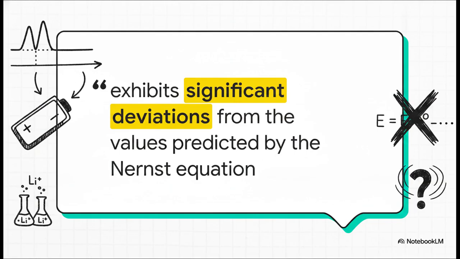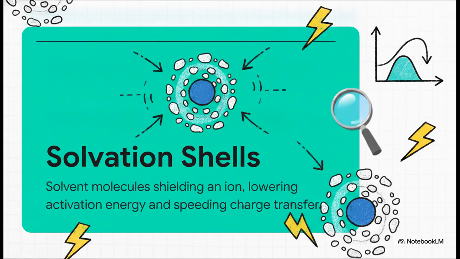So, what happened? Why? Well, the main culprit here is a physical phenomenon known as solvation shells. In reality, lithium ions don't just float around naked in the liquid battery juice. Instead, they get completely swarmed by layers of solvent molecules that physically shield them. And this shield creates a highly favorable microenvironment that actually lowers the activation energy needed for reactions. It allows for much, much faster charge transfer, and as a direct result, it completely skews the voltage away from what simple thermodynamics originally predicted.